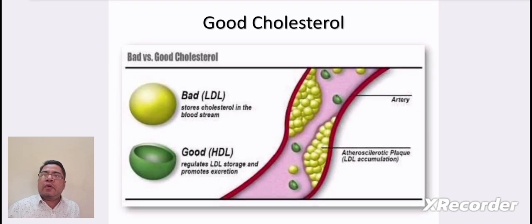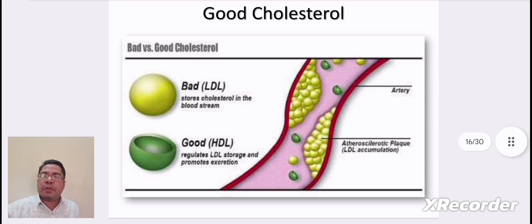Here we can see good cholesterol. Bad cholesterol stores cholesterol in the bloodstream, whereas good cholesterol regulates cholesterol storage and promotes excretion.